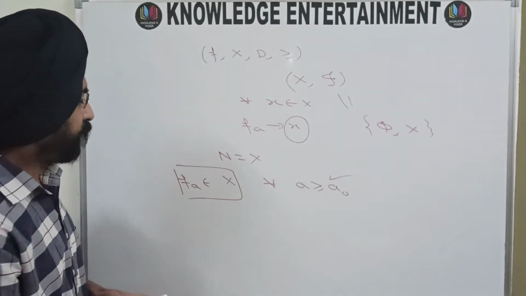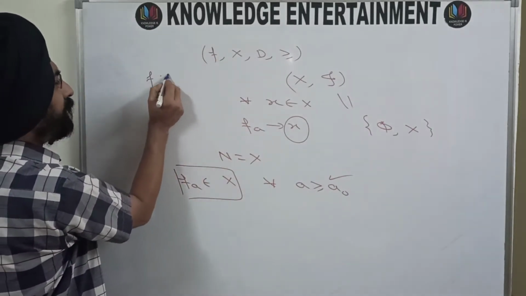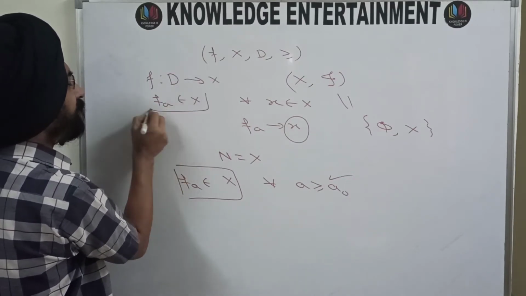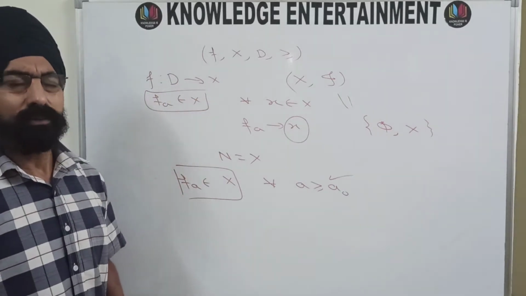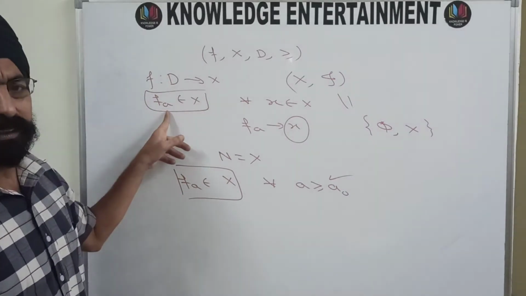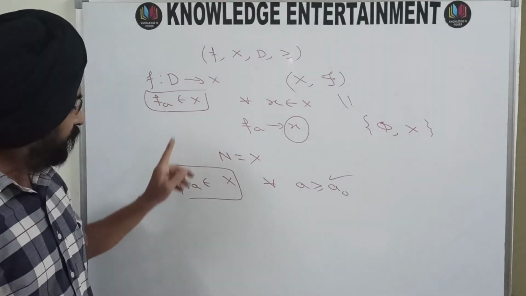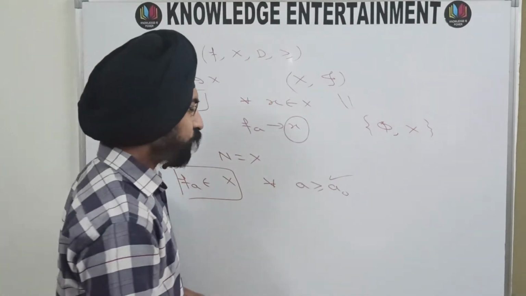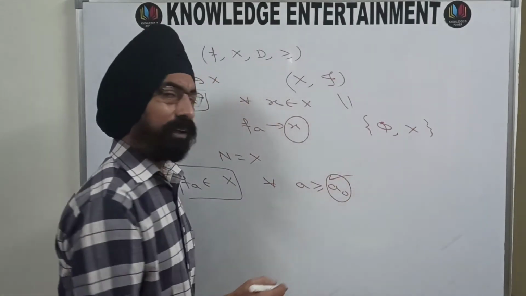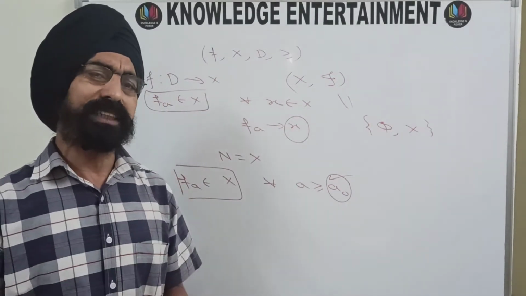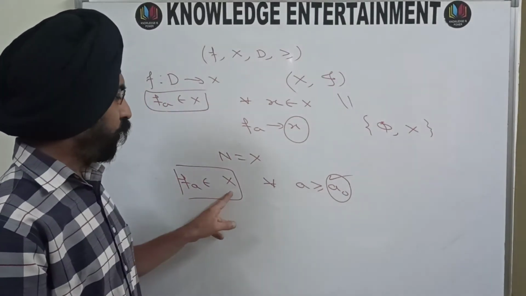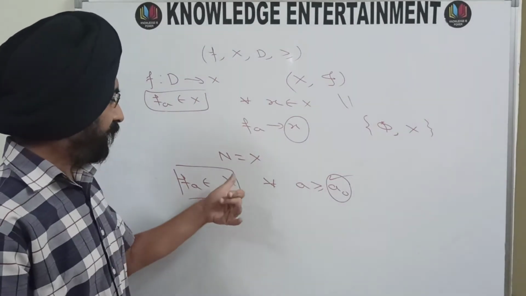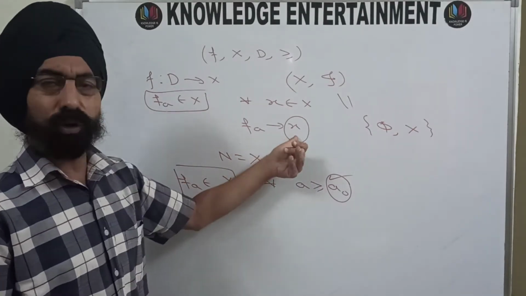Right from the starting, because your net is from D to X. So fa belongs to X is sure for every a. Whatever a you take from the directed set D, your fa is going to be in X. So even if you take your a naught as the initial point of your directed set, the very first element of the directed set, your fa will belong to X for every a following that element. So your net fa converges to x because this X was the neighborhood of the point x.